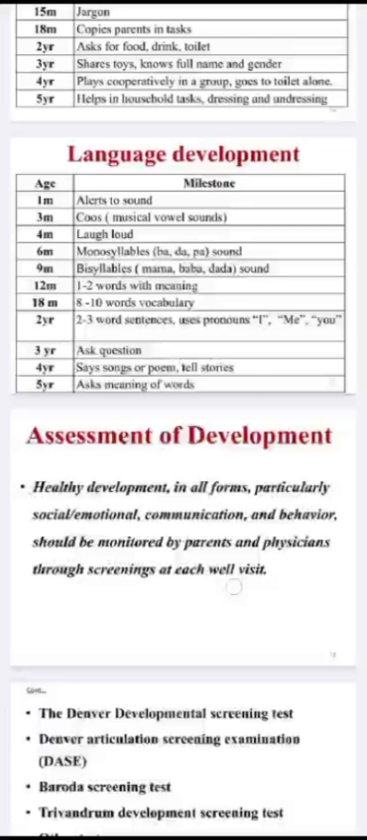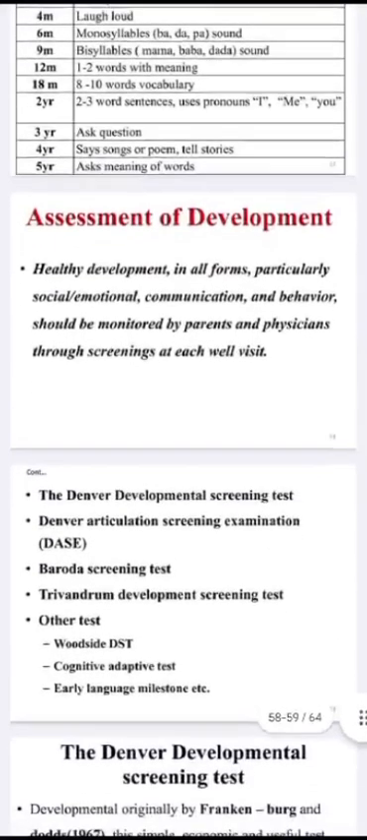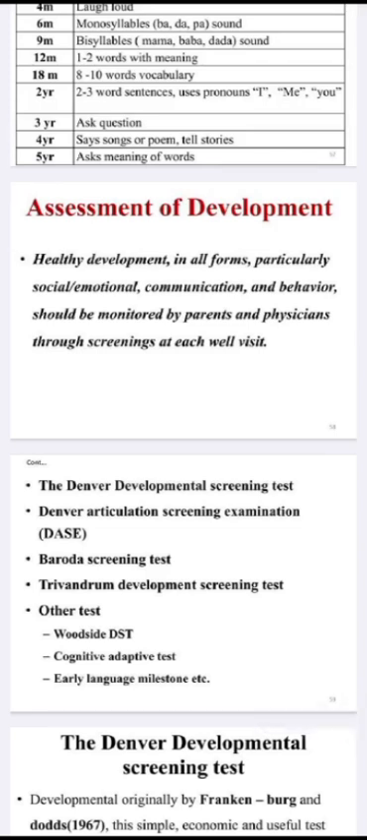Language development: 1 month alert to sound, 3 months coos, 4 months laughs loud, 6 months monosyllables, that is ba, da sounds, and 9 months bisyllables, that is mama, baba, dada, and 12 months 1 to 2 words with meaning, and 18 months 8 to 10 words vocabulary, and 2 years 2 to 3 word sentences, uses pronouns I, me, and you. So 3 years asks questions, and 4 years says long poems and tells stories. 5 years asks the meaning of words.